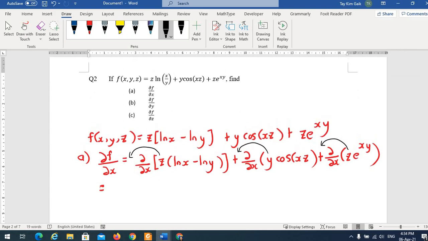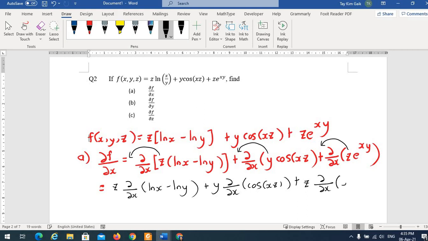So you factor out z for the first term, so z, and then you del x of ln x minus ln y. Factor out y, you have y, and then you del x of cos xz. Factor out the z, and then you del x of exponent xy.